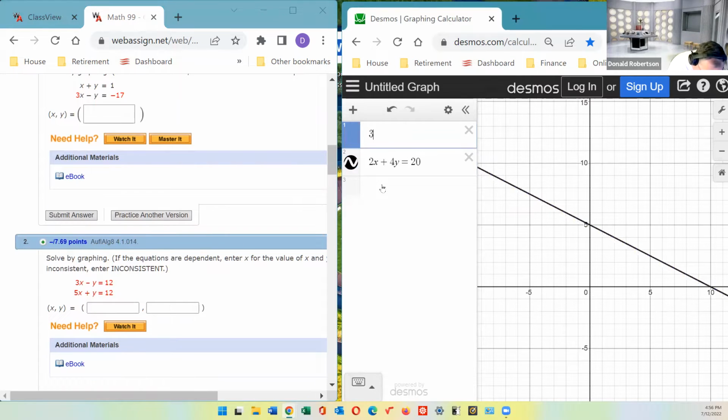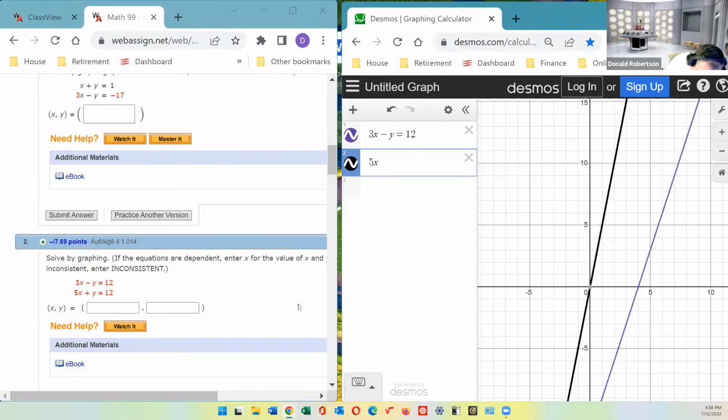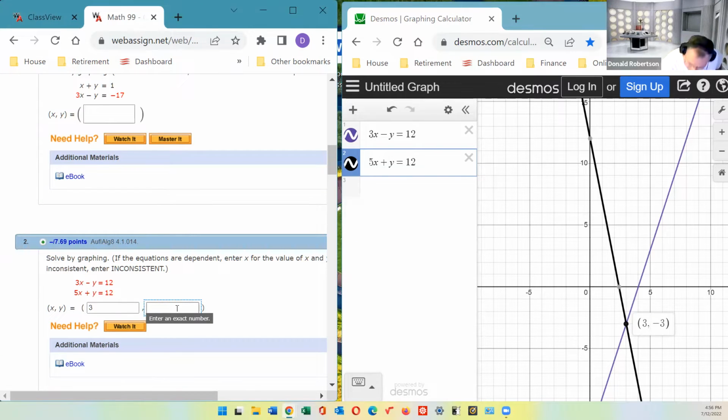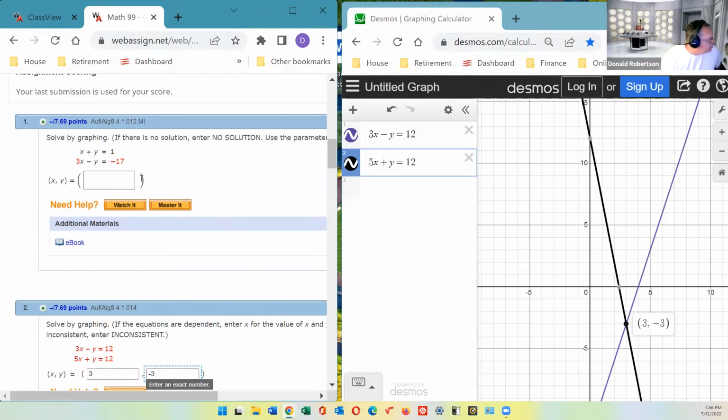I'm looking at 3x take away y equals 12. And the second one, 5x plus y equals 12. And it's pretty clear in this case, we agree that there's a solution, and the solution would be 3, negative 3. Okay, let's zoom up and try this one then.